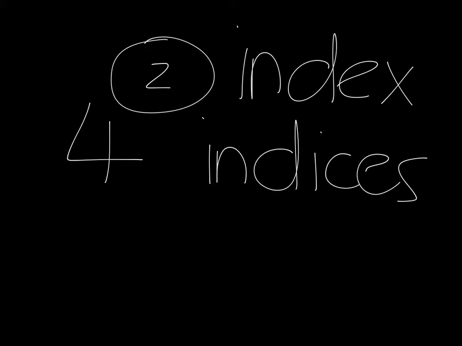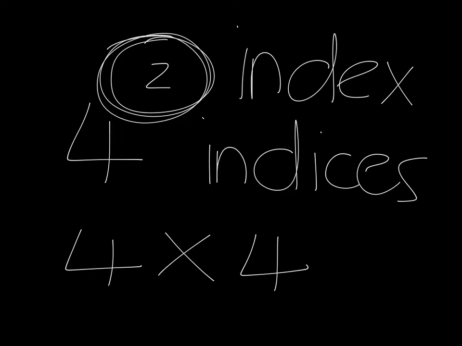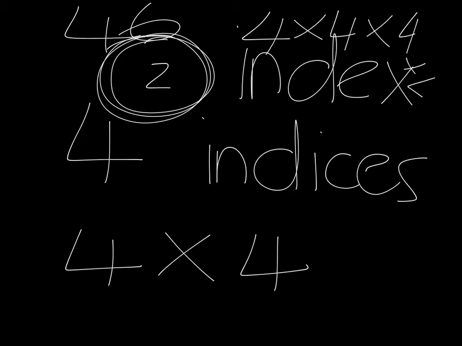And what it means is that it's 4 times 4, okay? A lot of time people will multiply 4 by 2, but it's not. It means that 4 has to appear in the sum 2 times, okay? So if it's 4 to the power of 6, with a little 6 on the top, then it has to be 4 times 4 times 4 times 4. It has to go in 6 times.